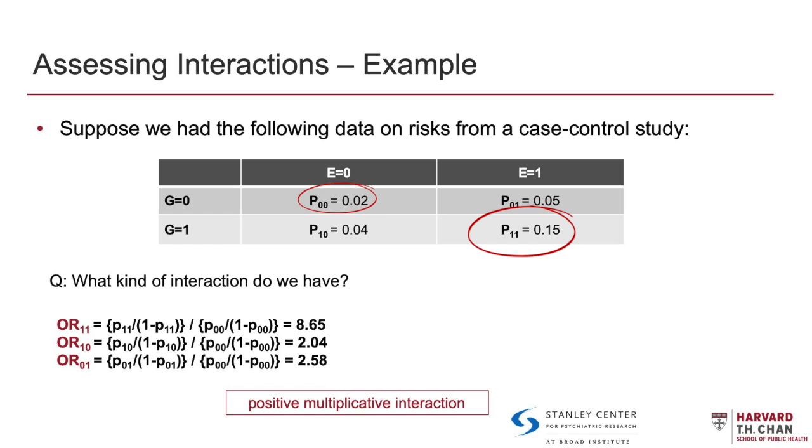If we do the math, we would get 8.65 for the presence of both an environmental as well as genetic risk factor. And then for the individual ones, we would get 2.04 and 2.58. We would do the same as we have done earlier. We would divide the odds in the presence of genetic as well as environmental risk factor and take the cross product of the presence of each factor, and we would get 1.64. This would be an evidence of a positive multiplicative interaction.